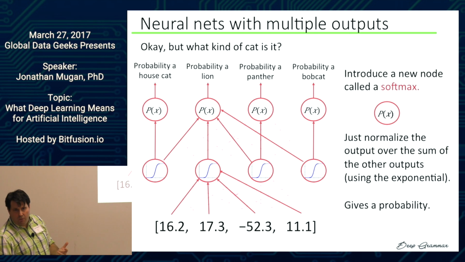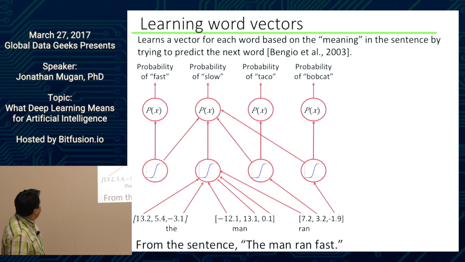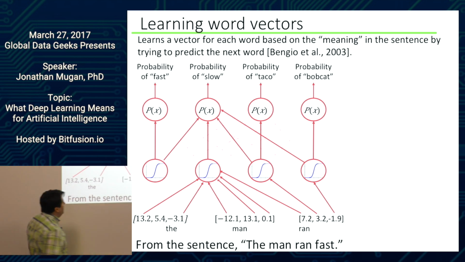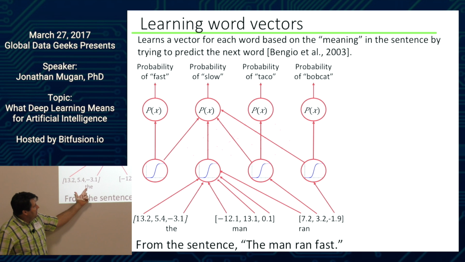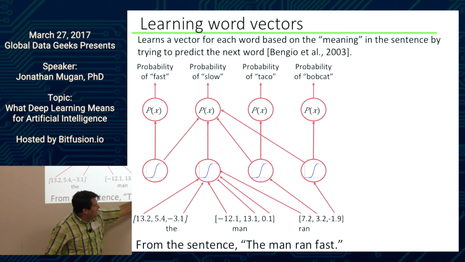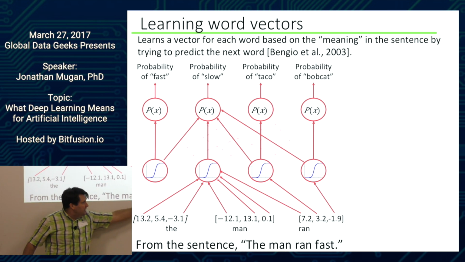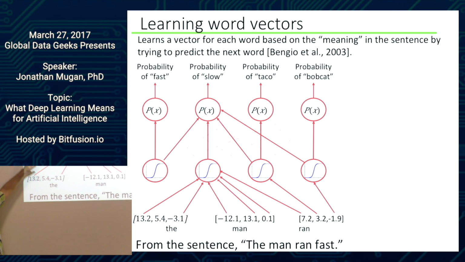Okay, so now that we've done that, we can look at how we might learn word vectors, which is a vector representation of a word instead of a symbol representation. So you have a sentence, the man ran fast. And what you do is you give it a vector for the, a vector for man, and a vector for ran, and you have it predict the next word with this model.